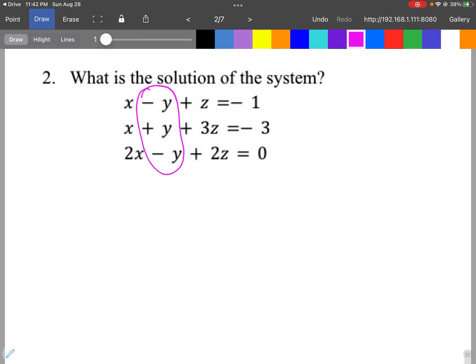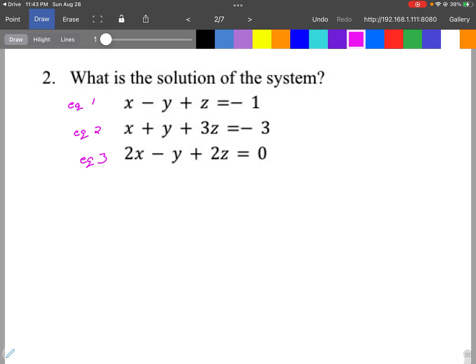If I look at my y's, then I can see I can get that to cancel twice with absolutely no modification. I can get those two to cancel just the way they are, and then I can also get those two to cancel just the way they are. So since I don't have to do any modifying to the y's to get them to cancel, that's the variable that I want to use because it's less work. So I'm going to label these as equation 1, equation 2, and equation 3.